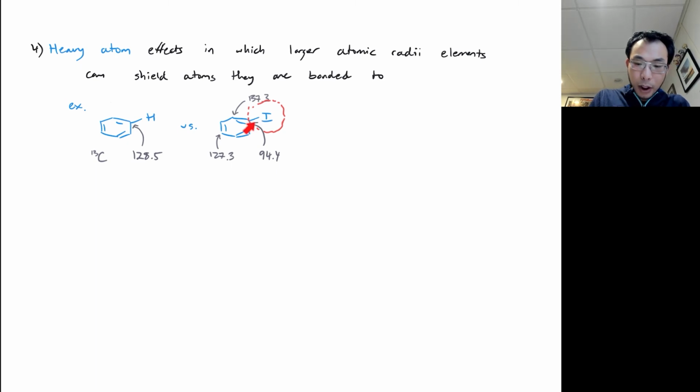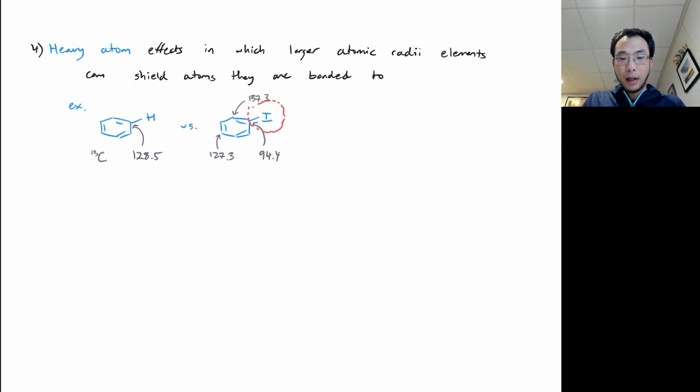So instead of just the bonding electrons affecting this carbon, we're actually getting some of even the valence electrons of iodine affecting the carbon over here. And so overall, because there's more electrons around that carbon, that's overall shielding. And if that's shielding, that leads to the upfield shift. So for benzene, the sp2 carbon's at 129 ppm, whereas in iodobenzene it's at 94 for the carbon directly attached to iodine.